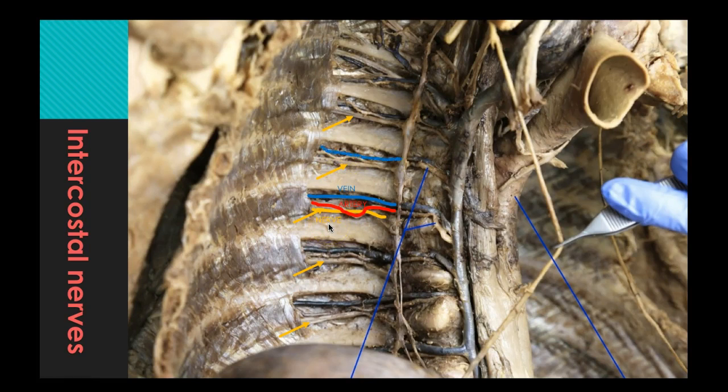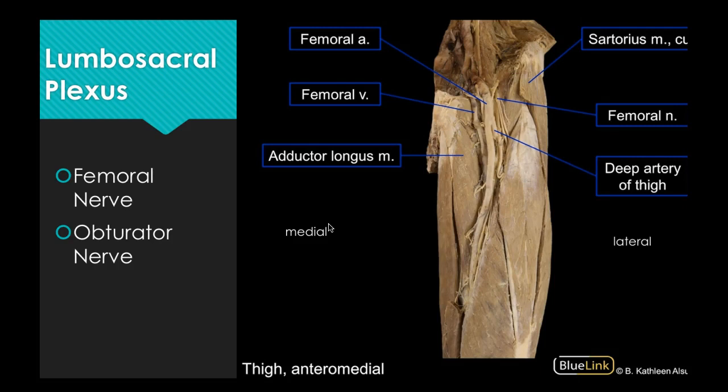So here we have another example. Here's our vein, the intercostal artery, and the intercostal nerve. Next, let's talk about the lumbosacral plexus. Within the lumbar plexus, we have two main nerves that we have to know, and that is the femoral nerve and the obturator nerve. Pictured here is our femoral triangle.